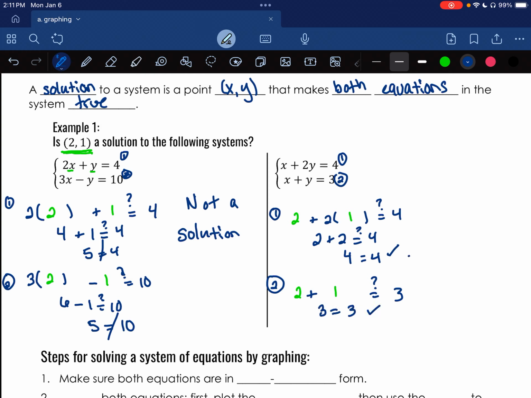Remember, we had to check both. I had to make both of these work. But because it worked for both of these equations, that's when we're able to say that this guy, 2 comma 1, is a solution to our system because it worked for both equations. So now that we've wrapped our heads around the vocabulary, what's a system? What does it mean for something to be a solution to the system? Let's see what we can do here with graphing.